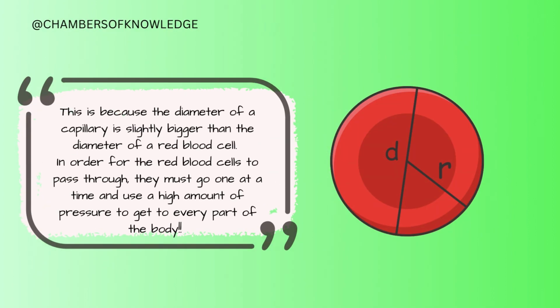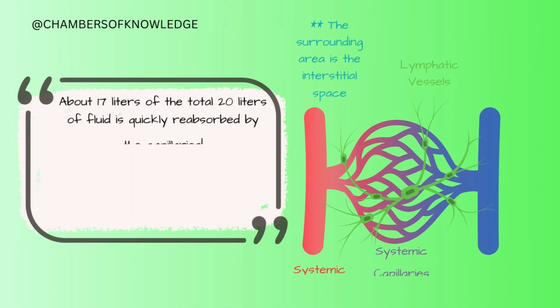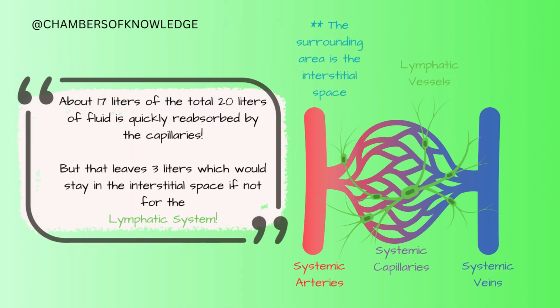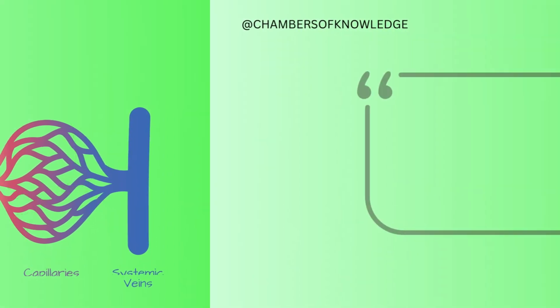This is because the diameter of a capillary is slightly bigger than the diameter of a red blood cell. In order for the red blood cell to pass through, they must go one at a time and use a high amount of pressure to get from arteries to capillaries in order to reach every part of the body. So about 17 liters of the total 20 liters is reabsorbed back into the capillaries, but the remaining 3 liters would stay in the interstitial space if not for the lymphatic system.